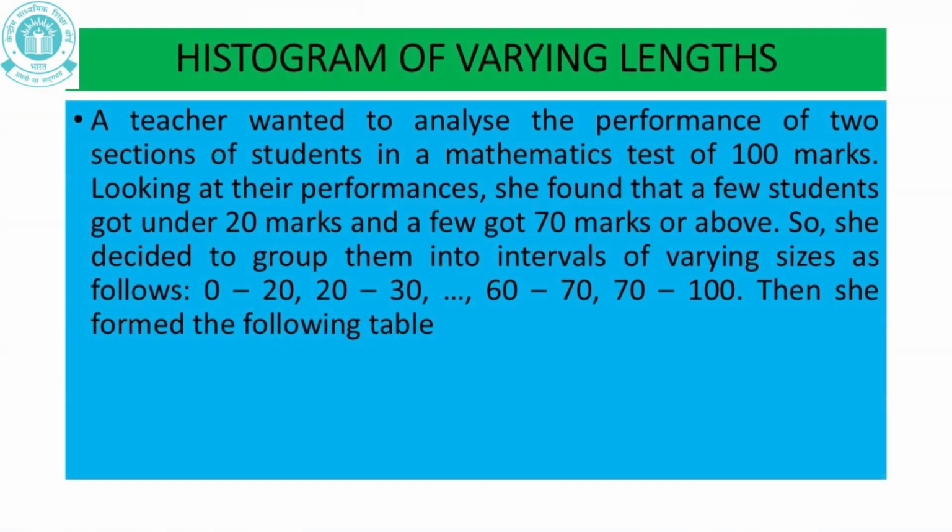Now let us consider another situation, different from the previous one, in which the intervals are of varying lengths. A teacher wanted to analyze the performance of two sections of students in a mathematics test of 100 marks. Looking at their performances, she found that a few students got under 20 marks and a few got 70 marks or above. So, she decided to group them into intervals of varying sizes as follows: 0 to 20, 20 to 30, 60 to 70, 70 to 100. Then she formed the following table.